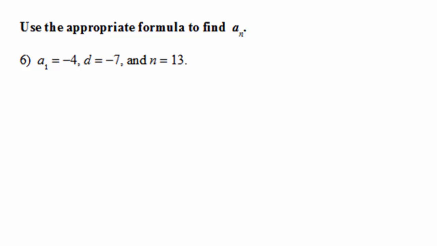Number 6, find or use the appropriate formula to find a of n. Now, we have 5 or 6 different formulas in this chapter, and so it doesn't tell us which formula to use. That's part of the question. And so we want to use one that has a of n, which actually knocks it down to where there's only 2 choices that have a of n. And so the one that we want to pick is the one that has d in it, not the one that has r in it. So that formula looks like this. And so we know what a1 is, we know what d is, and we know what n is. So we're just going to fill all those in.